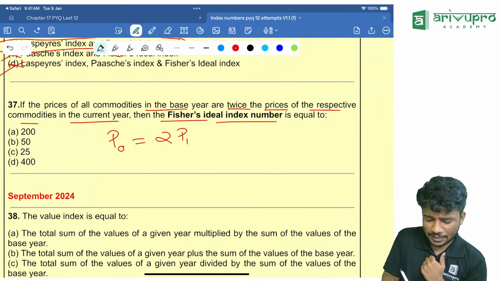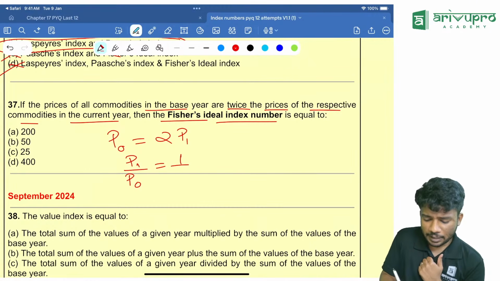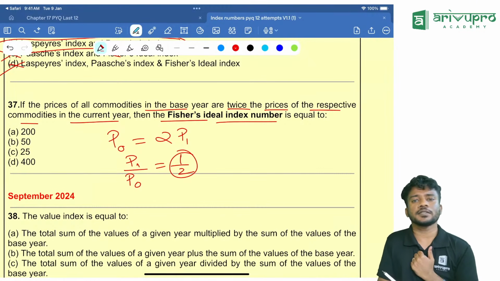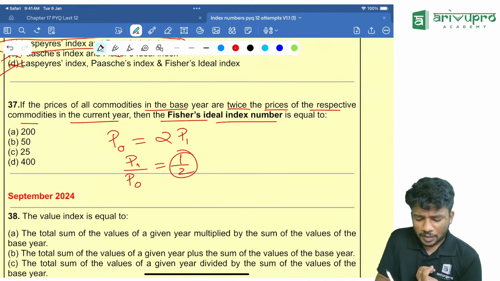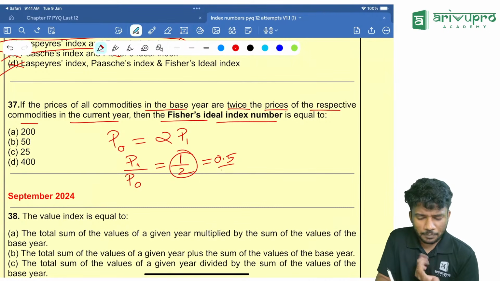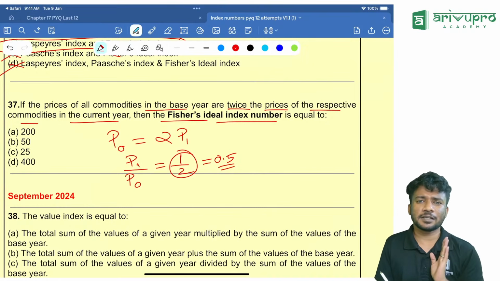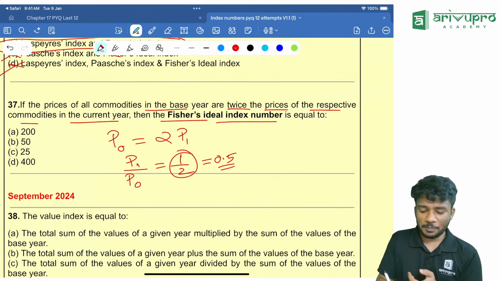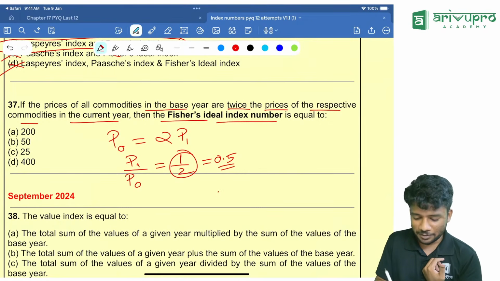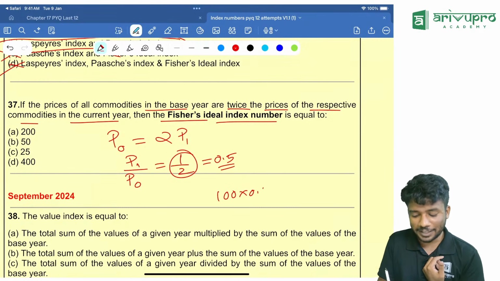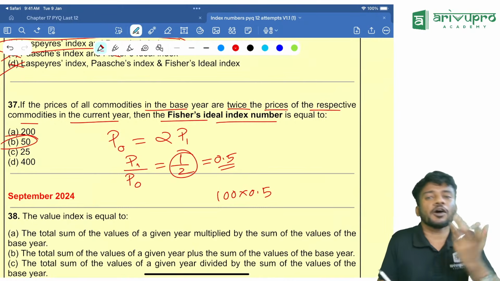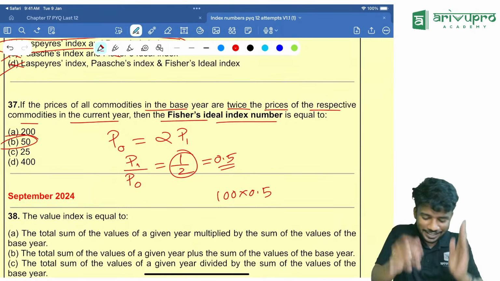From that, can I say P1 divided by P0 is equal to how much? This 2 will go to other side, that means 1 by 2. 1 by 2 can be written as 0.5. Correct? Now, usually, base year is how much? 100. Base year index, we are taking it as 100. If I multiply that with 0.5, how much it will become? 100 into 1 by 2 is 50. Option B is your answer. That's a trick. Very easy to get.